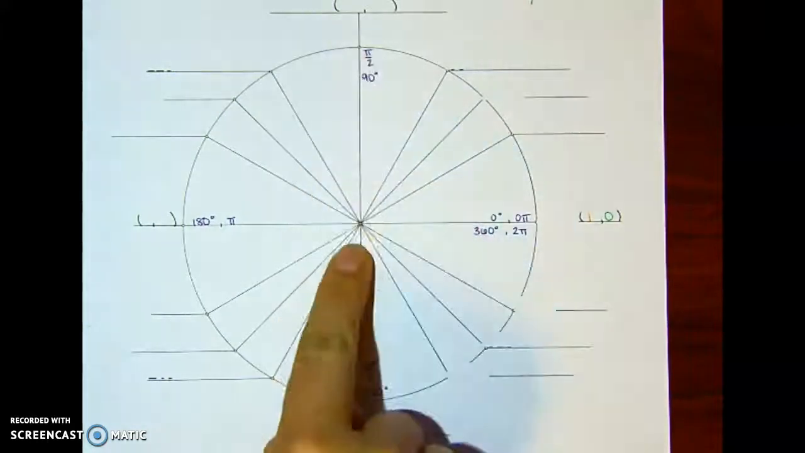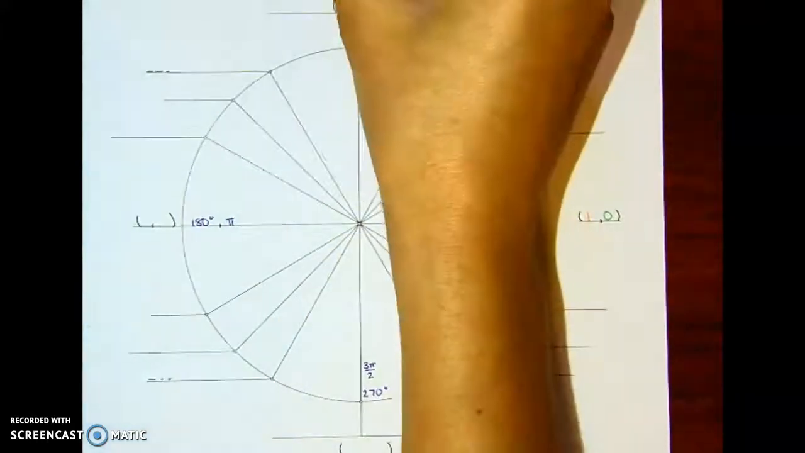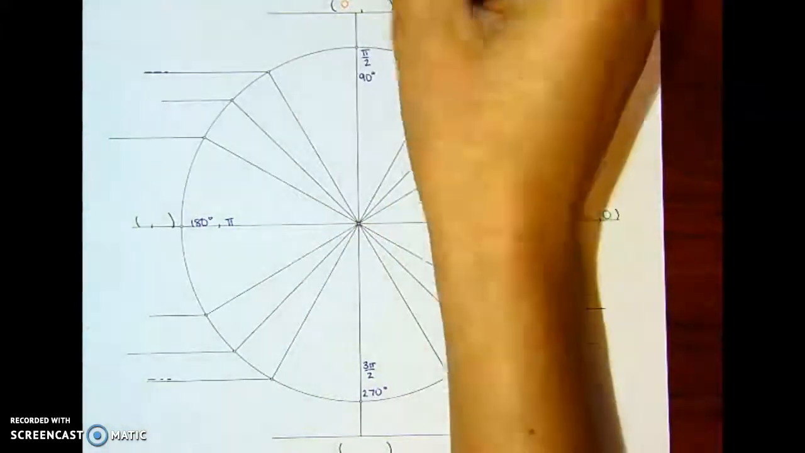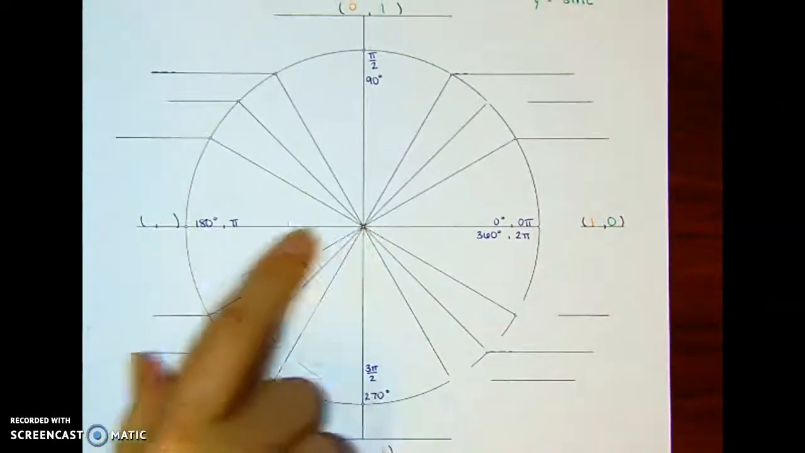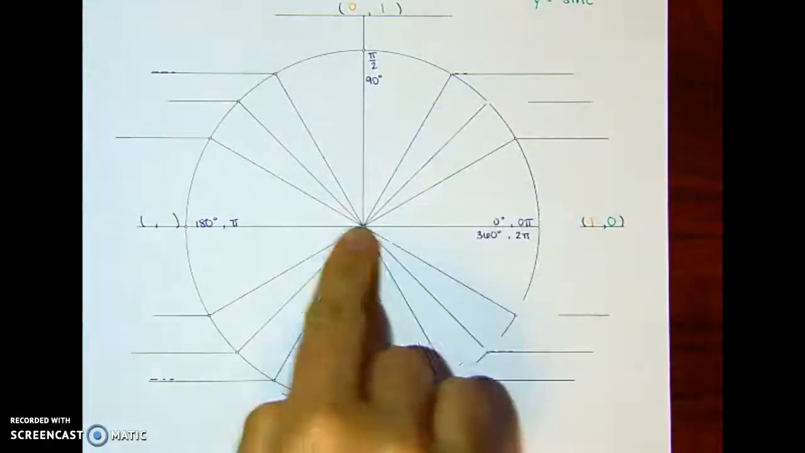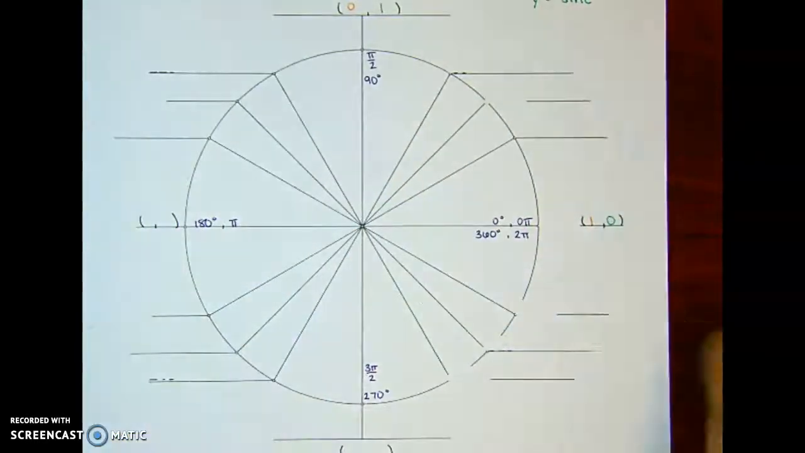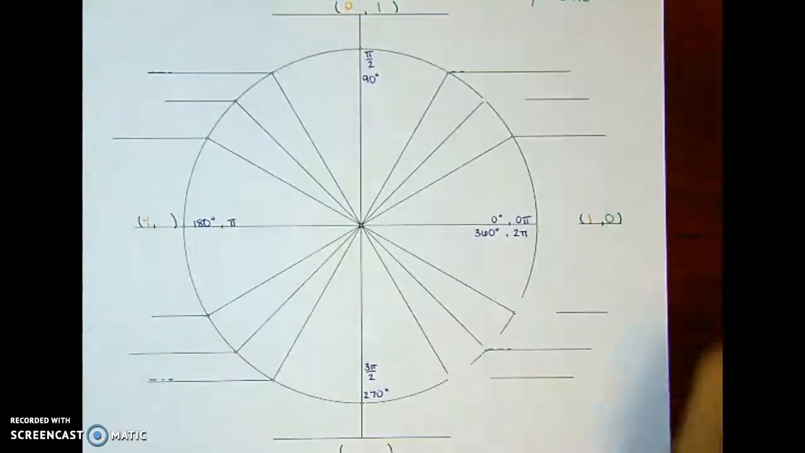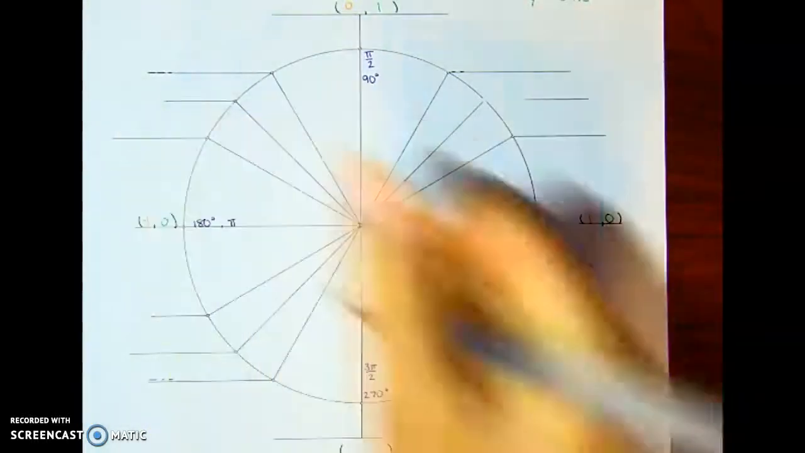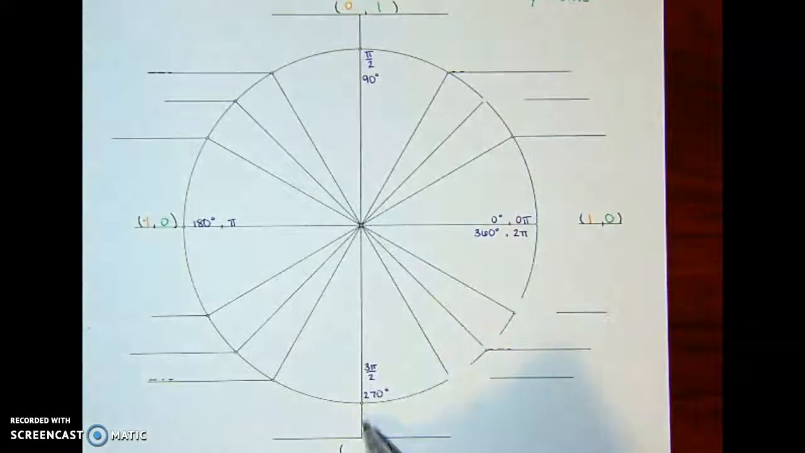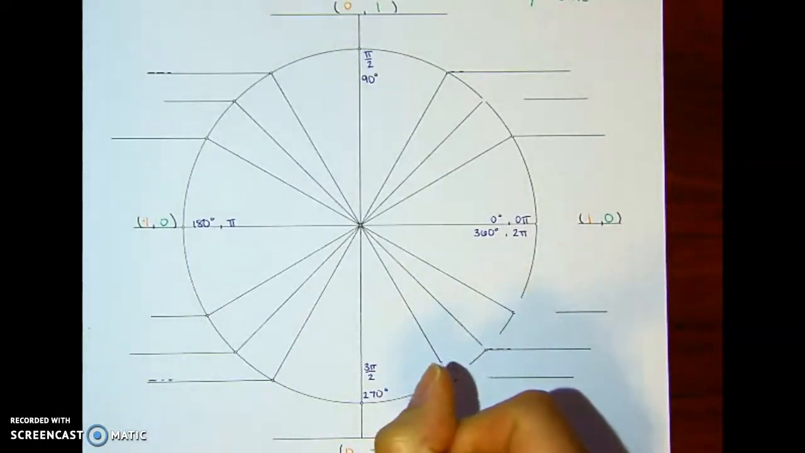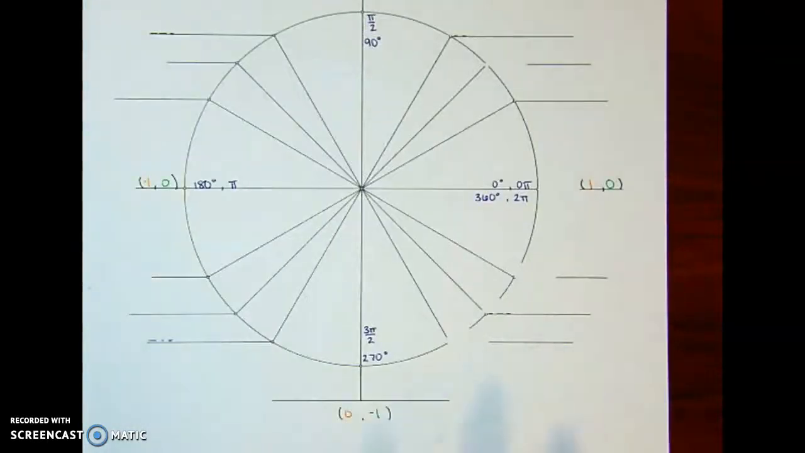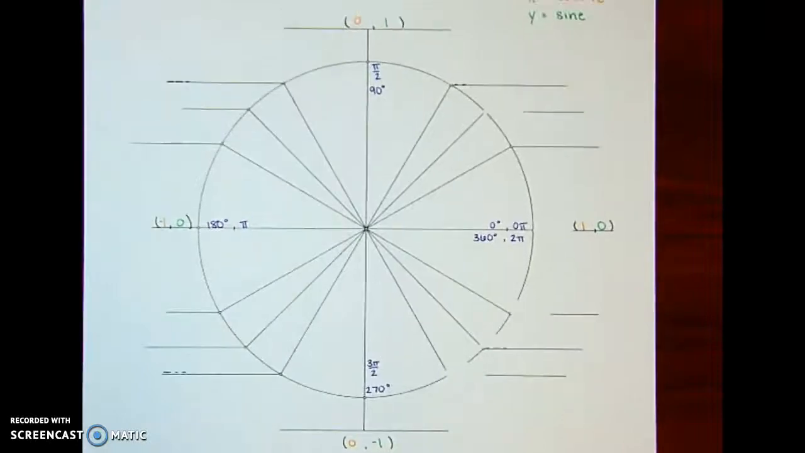Up here has an x value of 0 and a y value of 1. Now over here, our x values are on the left side, right, because this is the origin. So our point is (-1, 0). And down here, we're at the negative y values. So our x value is still 0, but our y value is now negative 1. Okay, so those are the quadrant angles.